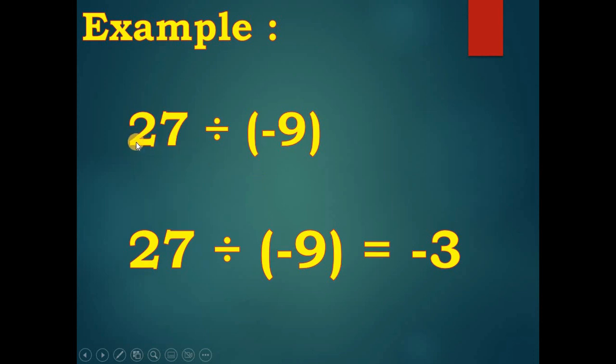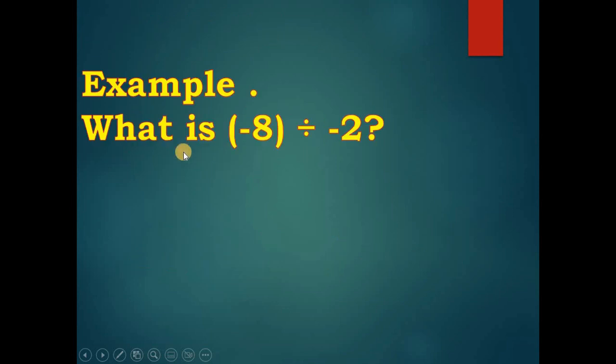So, we have here positive 27 divided by negative 9. So, automatic, positive and negative. So, the outcome is negative. Then, kapag nakuha na natin na negative, i-divide naman natin yung number. So, 27 divided by 9 is equivalent to 3. So, therefore, 27 divided by negative 9 is negative 3. Okay.